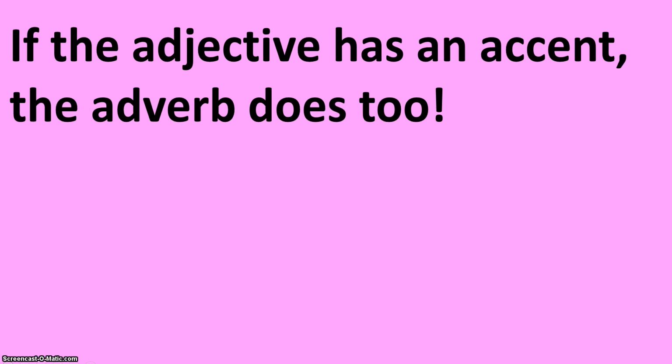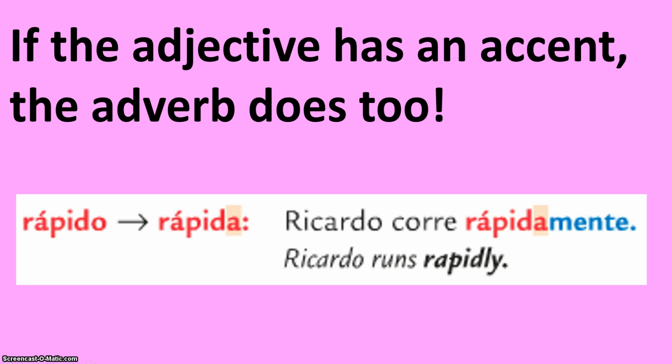It is important to remember that if the adjective has an accent, the adverb is going to have an accent too. Here's an example. We learned right now that the adjective fast is rápido or rápida, and that is an adjective that has an accent. So I take rápido, I put it in the singular feminine form rápida, and then I'm going to add on mente, rápidamente. I just have to remember that since rápida had an accent, rápidamente is going to have an accent too.